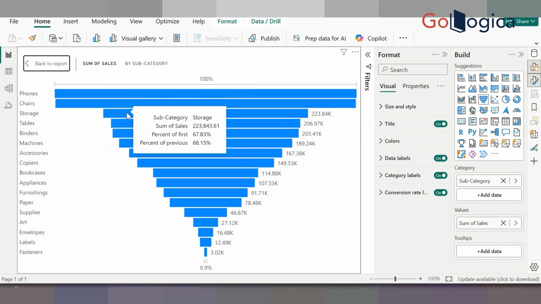And when you see this particular storage, it shows third highest. It is way behind in the competition.